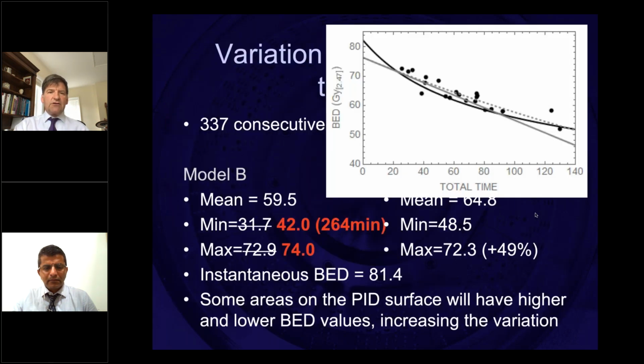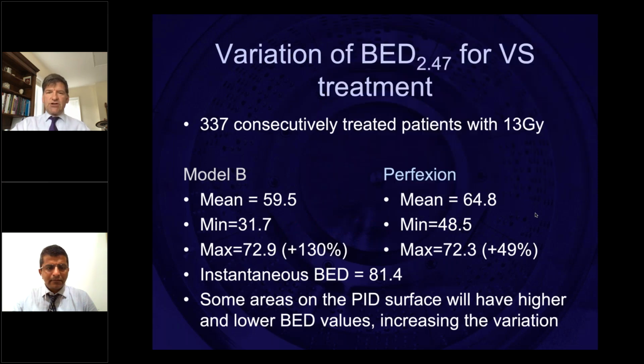So actually, looking at that chart, this is just showing you the mean value for Model B was 59.5. For perfection, it was 64.8. So significantly higher there, almost 10%. The minimum value for Model B was 31.7, the maximum 72.9. An instantaneous treatment with 13 gray results in a BED of 81.4. So you can see that even the maximum dose there is still significantly lower than 81.4.